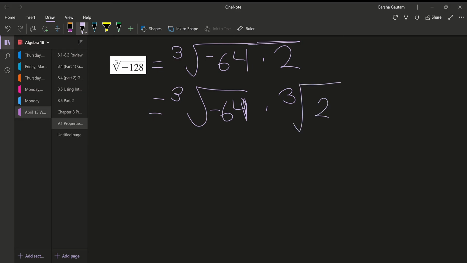Okay. And then from here, now we need to figure out what number multiplied by itself 3 times will give us negative 64. And that's going to be negative 4. Negative 4 to the power of 3 is negative 64. And we have to bring down this piece right here, and then that's going to be our final answer.